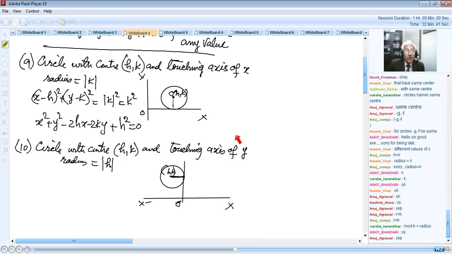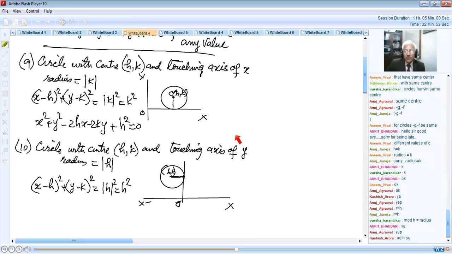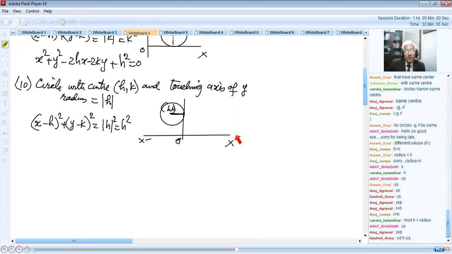What will be the equation? Equation will be (x − h)² + (y − k)² = |h|², and that will be equal to h². I hope you can get it now. That's right. So the equation is x² + y² − 2hx − 2ky + k² = 0. That will be the equation.